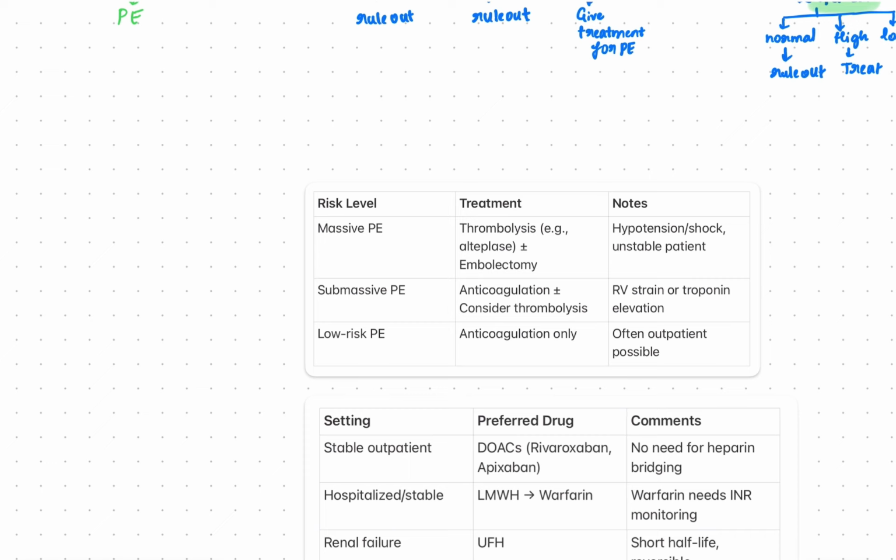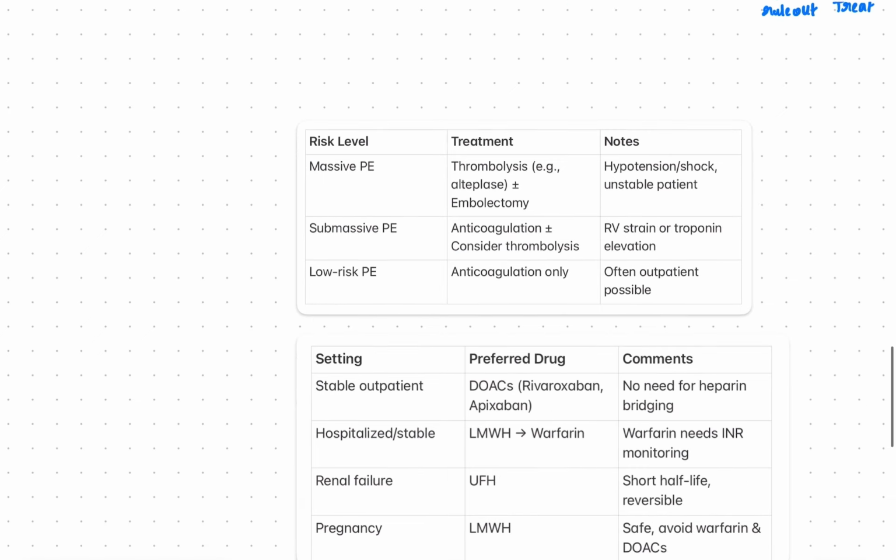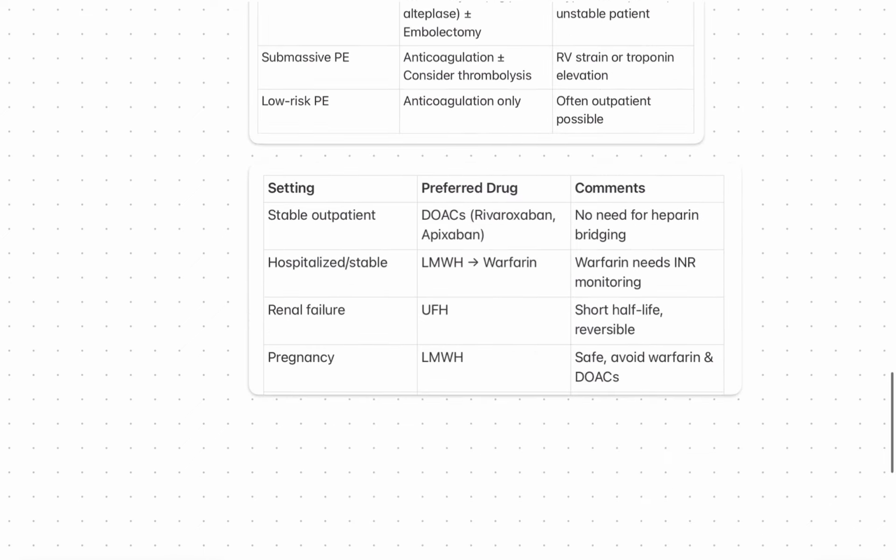Next, risk. Based on the pulmonary embolism signs, we can stratify the risk level. If the patient is in hypotension or shock or is unstable, it is massive pulmonary embolism. Urgent treatment like thrombolysis with alteplase is given and embolectomy can be done. And if it is submassive pulmonary embolism, the patient will have right ventricular strain and troponin elevation. So anticoagulation with or without thrombolysis we can do. If a patient is having only minimal signs, outpatient care we can do. Anticoagulation if possible we can give.